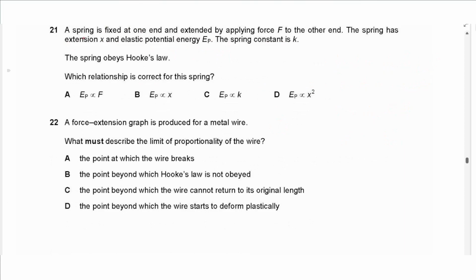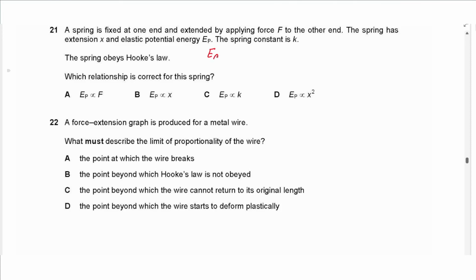Question 21 says a spring is fixed at one end and extended by applying force F to the other end. The spring has extension X and elastic potential energy EP. The spring constant is K. The spring obeys Hooke's law. Which relationship is correct for the spring? The elastic potential energy is proportional to what?